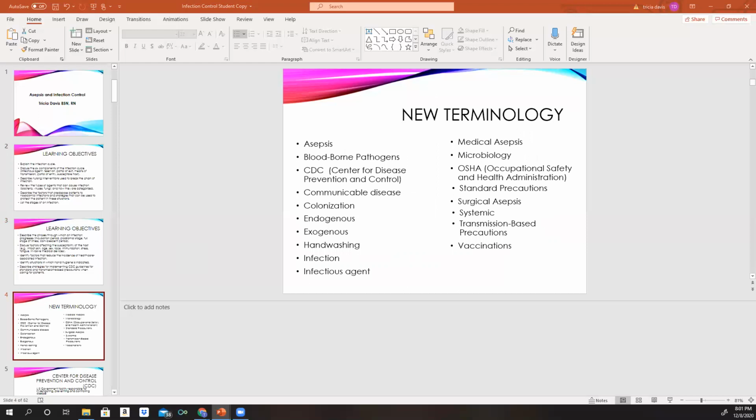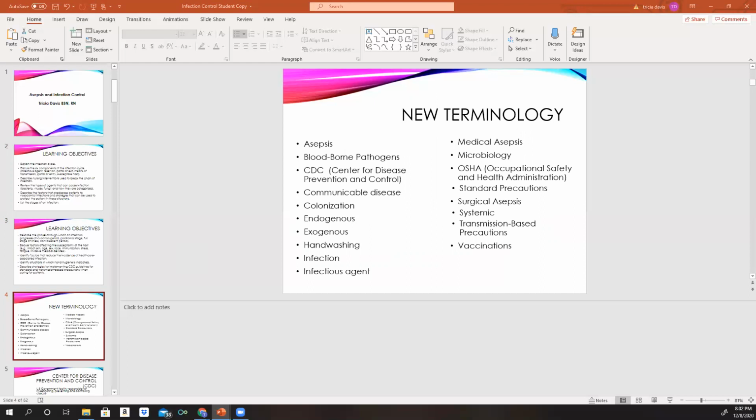So there's a lot of new terminology associated with this topic that you guys may not have heard yet. These are listed in the front of chapter 24 of your Taylor book. And I highly recommend that if you do not know what these mean, that you look them up and understand the definition of them. Okay, so the first one is asepsis.